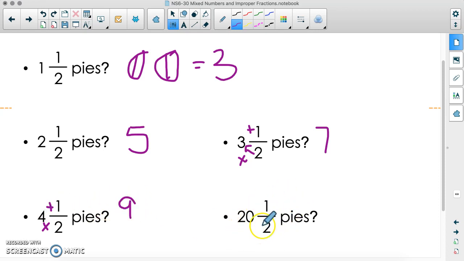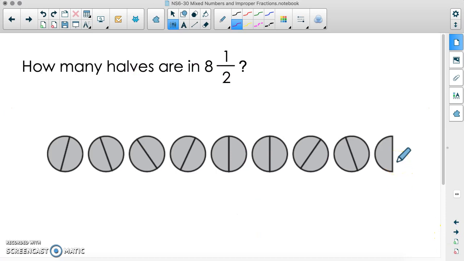If I have 20 1/2 pies, I'm going to do 20 times the 2, and then add the extra piece on here. So 20 times 2 is 40, add the 1, I'm going to have 41 halves. Now, how many halves are in 8 1/2 here? So I've drawn out the pies for you. You can either count them, or you can do what we've been doing this whole time and do 8 times the 2, and then you add on the extra piece. So 8 times 2 is your 16, and then you add on the 1, so there would be 17 halves in 8 1/2 pies. And if you want to check the math, you can just count the pictures here below.